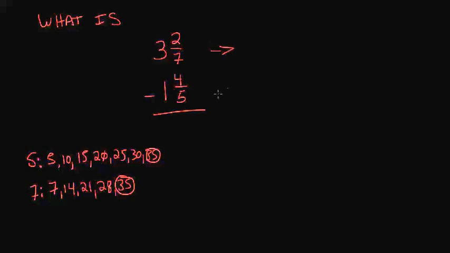So 3 and 2/7 is going to become 3 and some fraction with a denominator of 35. 1 and 4/5 will become 1 and some fraction with a denominator of 35. So now I have to ask myself, okay, how did I go from 7 to 35? Well, that's easy. I multiplied times 5. 7 times 5 gives me 35.